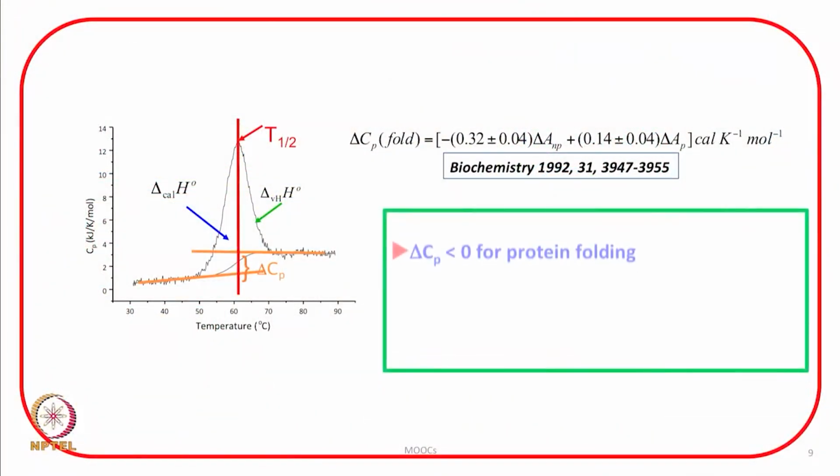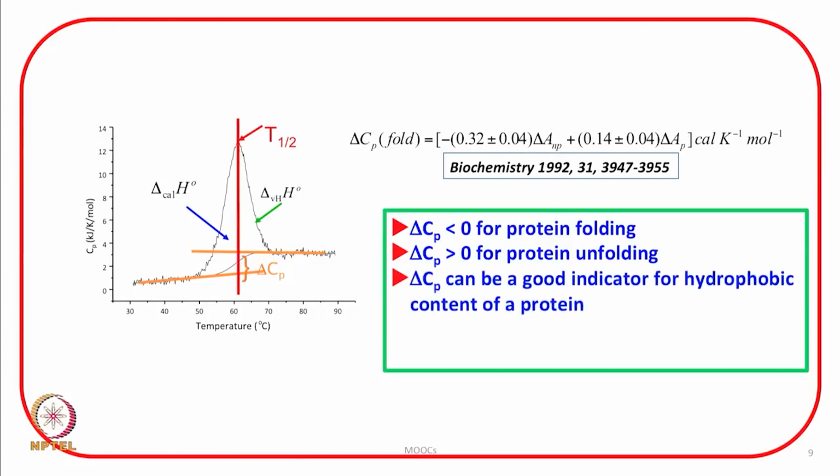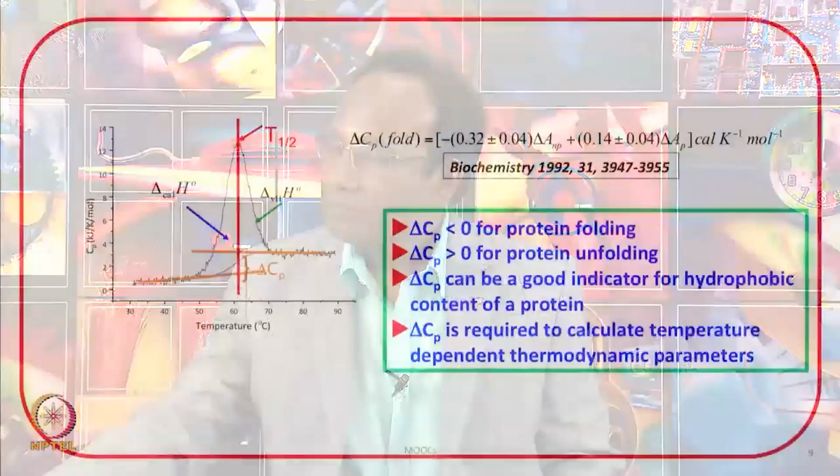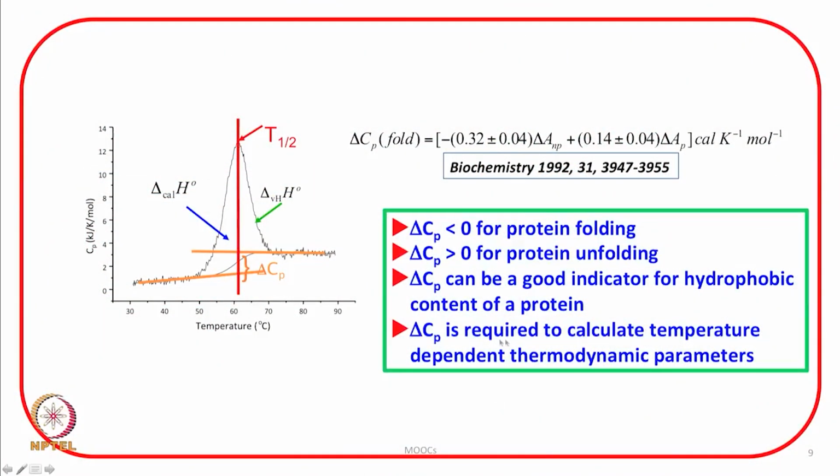So, let us take a look at the comments. When protein folds, the hydrophobic groups are buried inside, and delta Cp is negative. For unfolding, delta Cp is positive because hydrophobic groups are getting exposed. Therefore, delta Cp can be a good indicator of the hydrophobic content of a protein. What I mean is, if delta Cp is very large, that means many hydrophobic groups have been exposed to the solvent and have led to an increase in the structure of water to a large extent. And that is why I made this comment that delta Cp can be a good indicator of the hydrophobic content of a protein. And finally, delta Cp is required to calculate the temperature dependent thermodynamic parameters, as we have discussed many times.